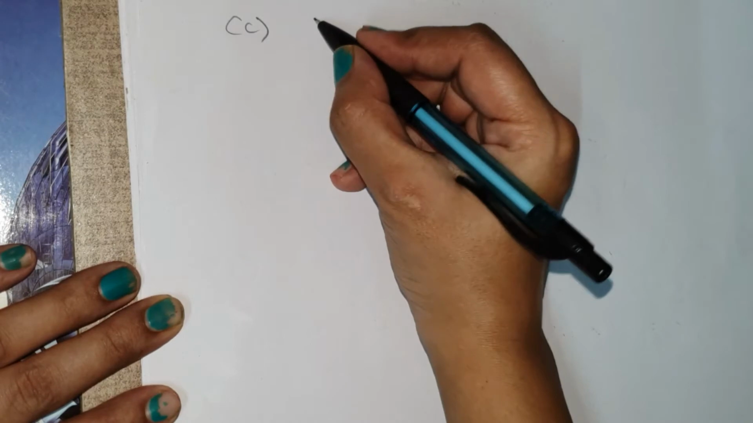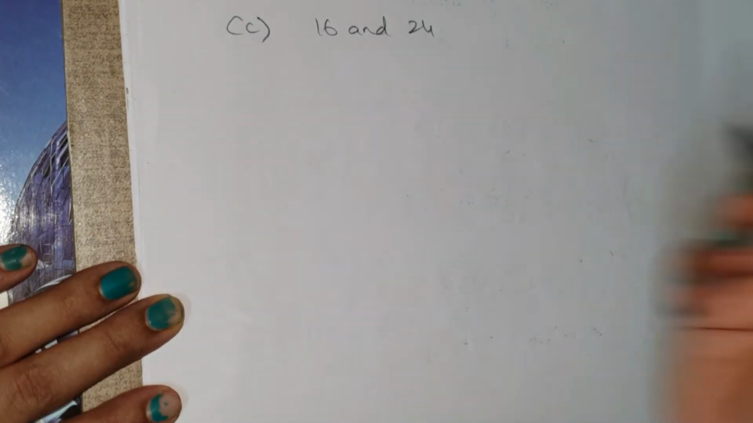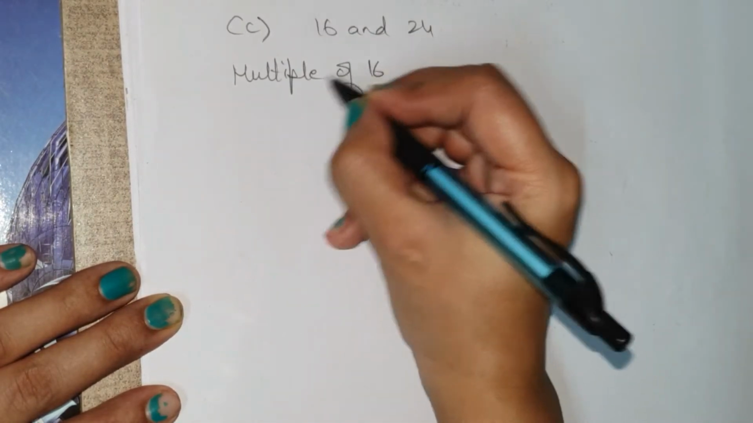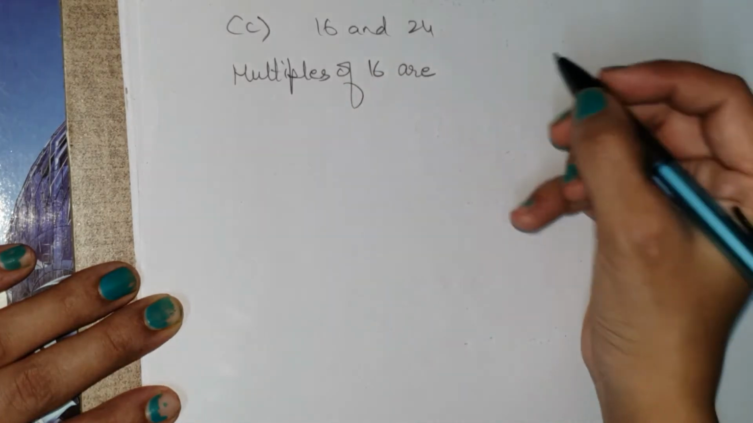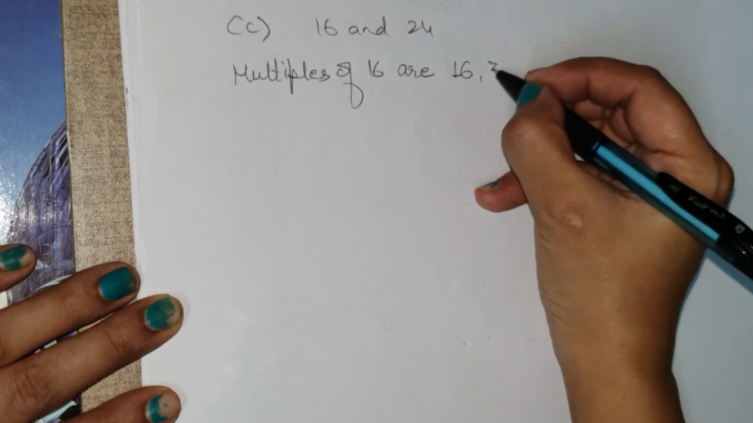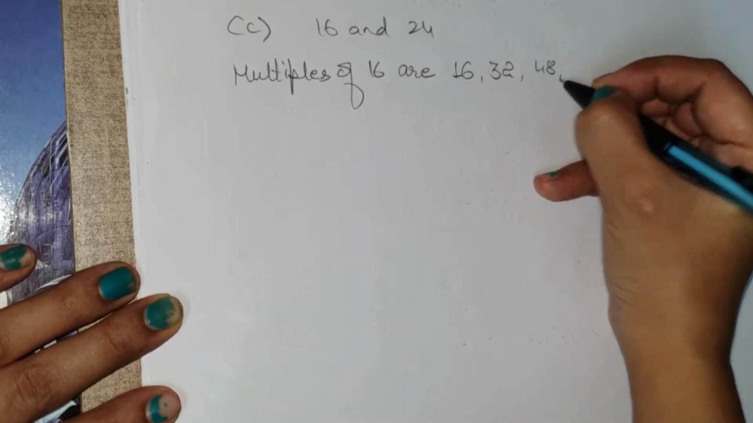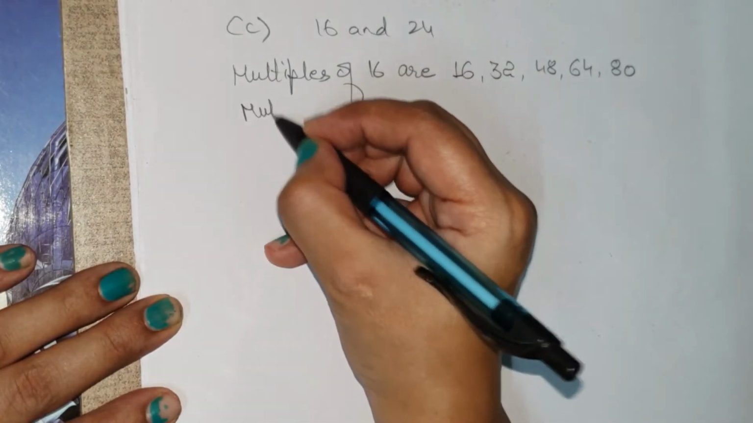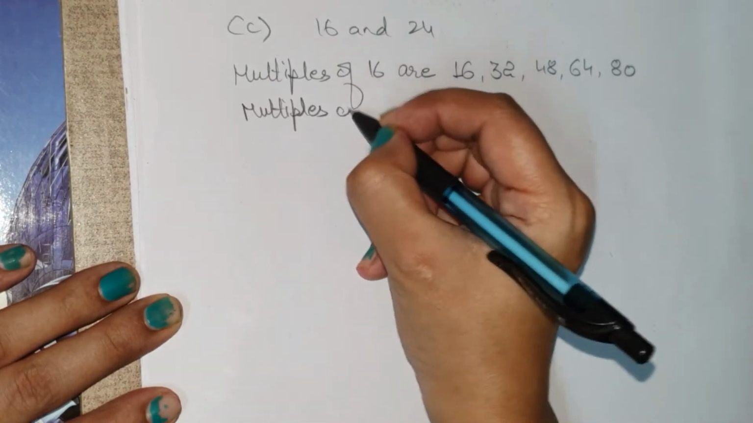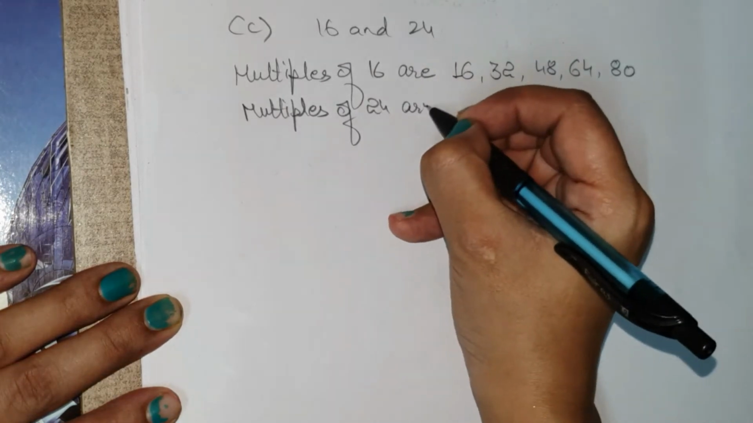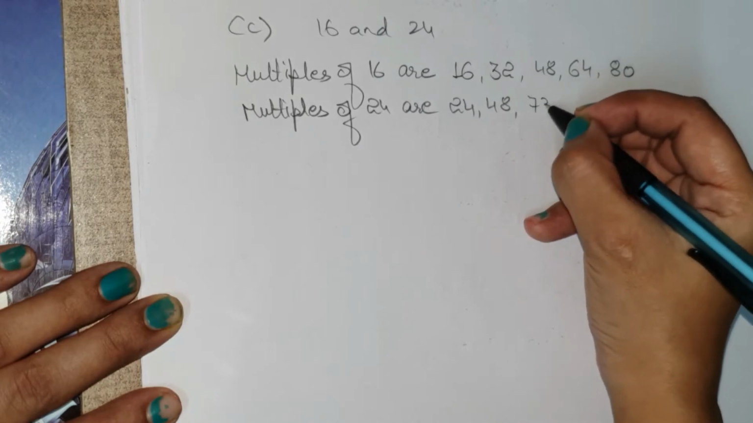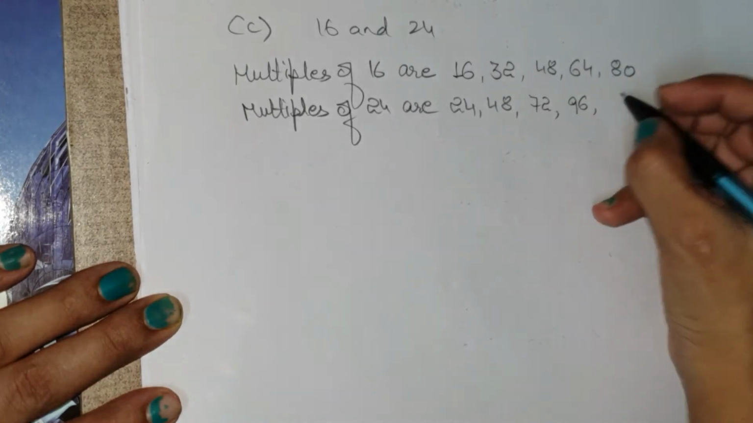In C part we have to find the LCM of 16 and 24. So here we will write the multiples of 16, the table of 16 till 5. 16 ones are 16, 16 twos are 32, 16 threes are 48, 16 fours are 64 and 16 fives are 80. Similarly, we will write the multiples of 24 till 5 only. So 24 ones are 24, 24 twos are 48, 24 threes are 72, 24 fours are 96 and 24 fives are 120.